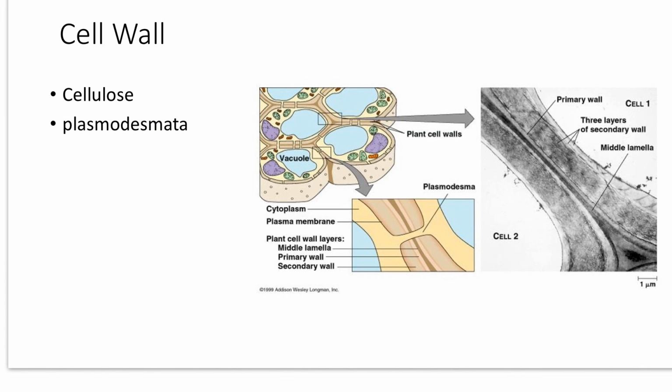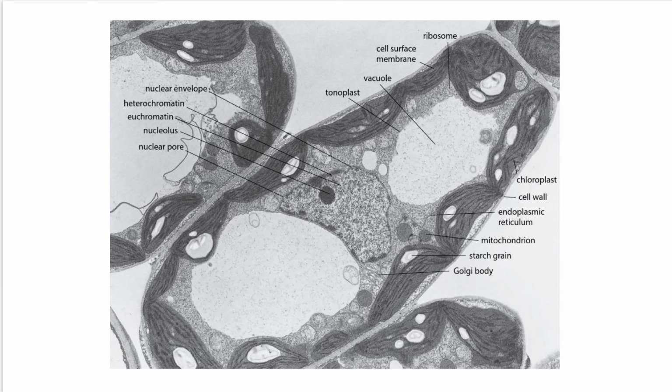The plant cells are linked to neighboring cells by means of fine strands of cytoplasm called plasmodesma, or plasmodesmata in plural. So plasmodesmata are openings literally within the neighboring cells that allow the cytoplasm to stream within the neighboring cells. Here is a plant cell micrograph.